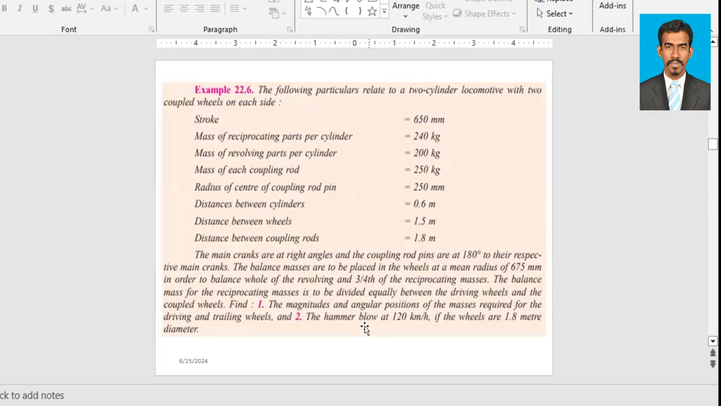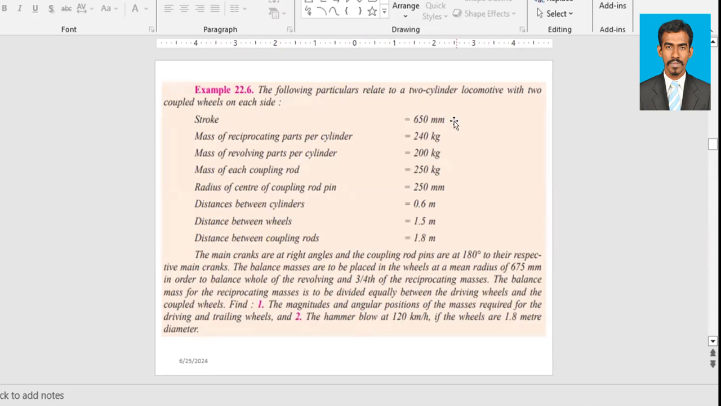So there's a question. The following particulars relate to a two-cylinder locomotive. We have a two-cylinder locomotive with two coupled wheels on each side. It has only two coupled wheels, so it can be a driving and trailing wheel. So, two coupled wheels on each side. These are the data given.